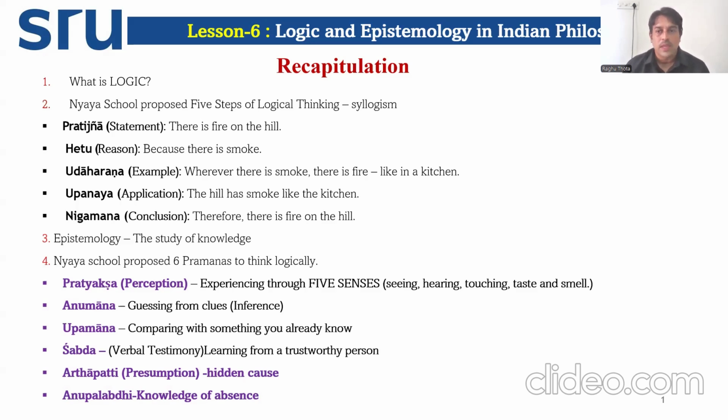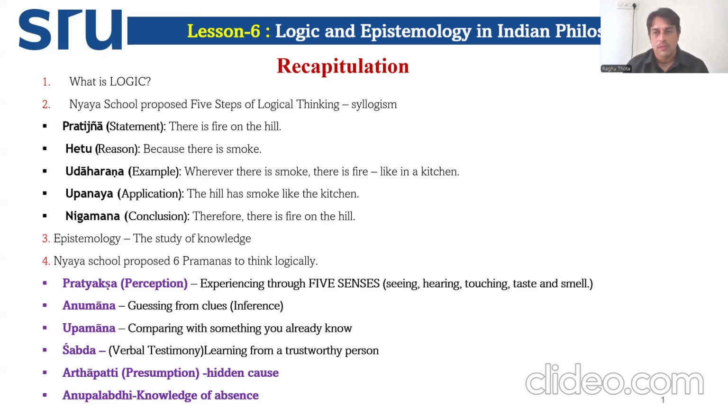Number 1, pratigna, which means a situation or statement. There is a fire on the hill. That is the situation. It may raise a question, why is there a fire on the hill? The reason, we call it hetu. There is smoke. Because of the smoke, we may come to the conclusion that there is a fire on the hill. I'm giving an example for that. That is called udaharana.